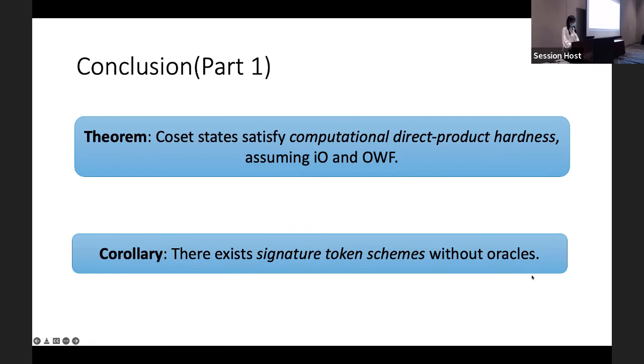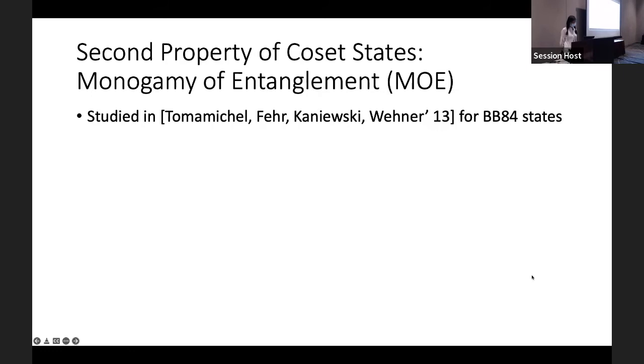Now we can come to the second part of our talk, which is something we call the monogamy of entanglement property, also possessed by the coset states. We can use this property to construct even stronger unclonable primitives. This name, monogamy of entanglement, comes from a very general quantum property that says Alice can only be maximally entangled with one of Bob or Charlie, but not both.